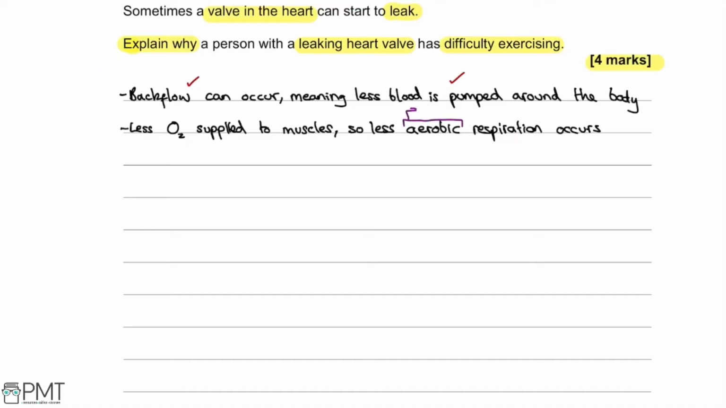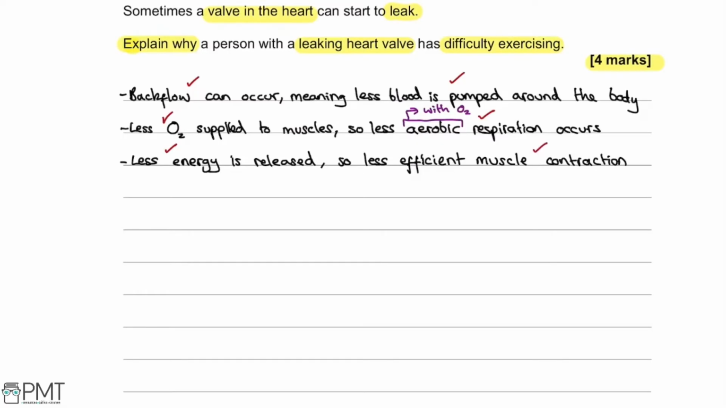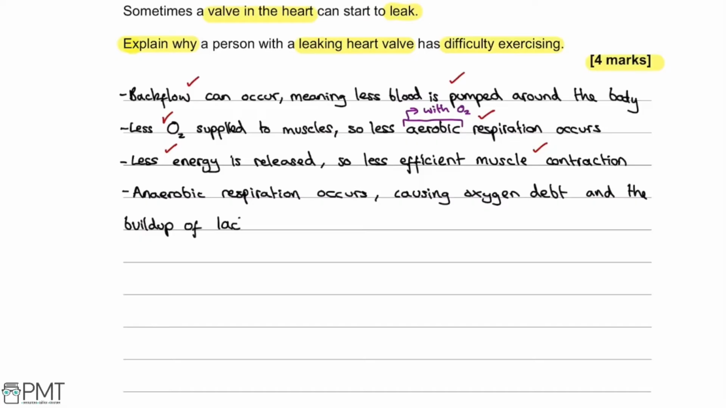Remember, aerobic respiration is the type with oxygen. So now this person's muscles have less energy when they're trying to exercise and the muscle contractions are less efficient. So you don't need to be mentioning every single one of these, we've got multiple relevant points here. However, make sure that your statements are just logically linked all the way through. So you can carry on and you can say that anaerobic respiration occurs. So this is a type of respiration that happens when the body is in a deficit of oxygen. The tissues will start to go into oxygen debt and you get the buildup of lactic acid.